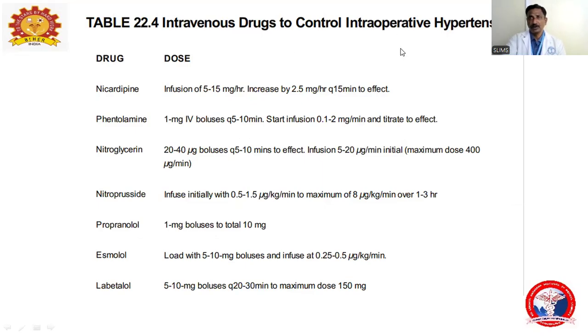Intravenous drugs to control intraoperative hypertension in pheochromocytoma surgery include nicardipine, phentolamine, nitroglycerin, nitroprusside, propranolol, esmolol, and labetalol.